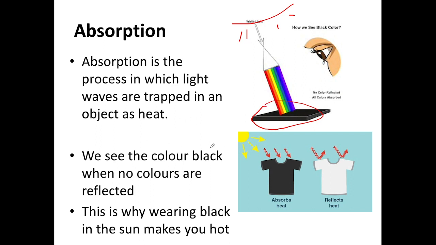So when we see the color black, it's because no colors from this spectrum are being reflected. This is also why wearing black in the sun makes you hot, because all of these light waves that are coming in are being trapped in this surface as heat. So if you get into a black car or you're wearing a black t-shirt out in the sun, that's why it's going to feel extremely hot, because all of that heat energy being transferred here is going to stay in this object because none of it's being reflected out.